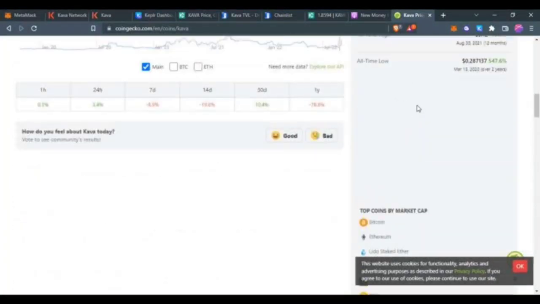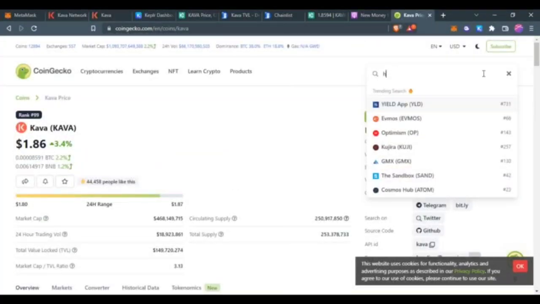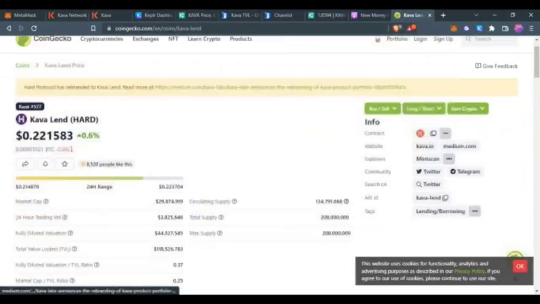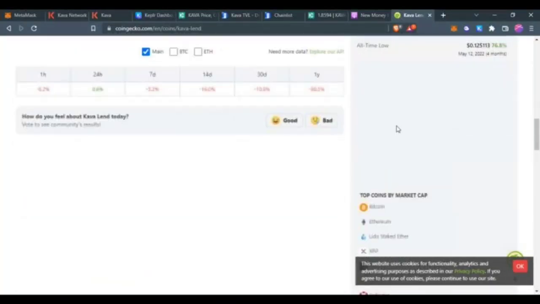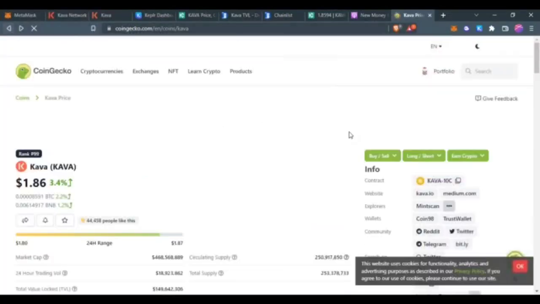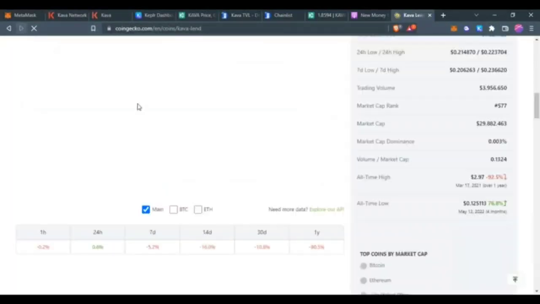Now, on top of the Kava currency, you also have the Hard or the Kava Lend currency, which as of right now is trading at 22 cents per share, up 0.6% in the last 24 hours. All-time high was $2.97, which is down 92% from that high. Kava itself, all-time high was $9.12, and you're down 79% from that high.